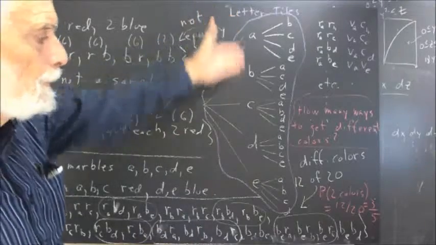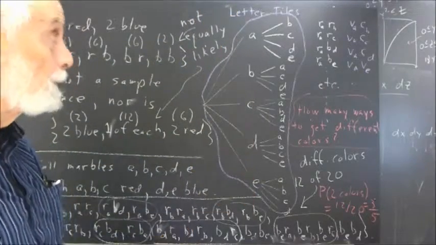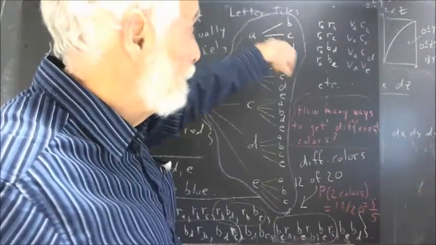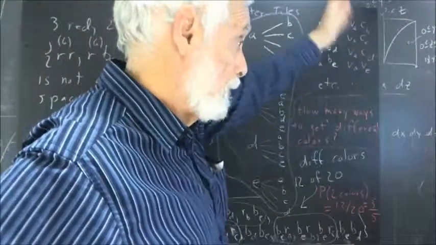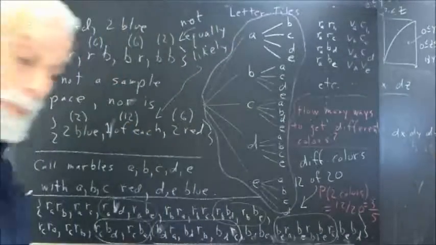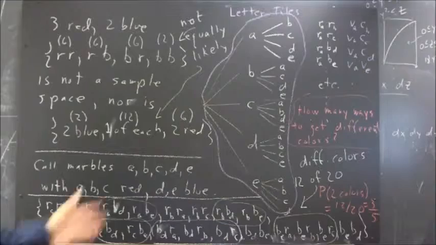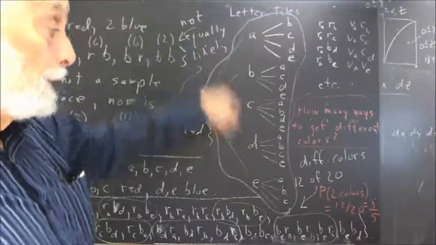So you can use this tree to write the sample space. The sample space would just be like AB, AC, AD, AE, or you could write it this way if you're looking at vowels and consonants, and answer the questions that have been posed about the letter tiles.